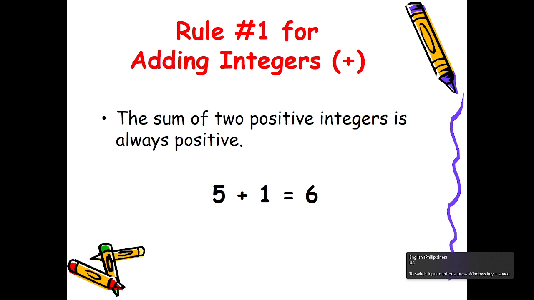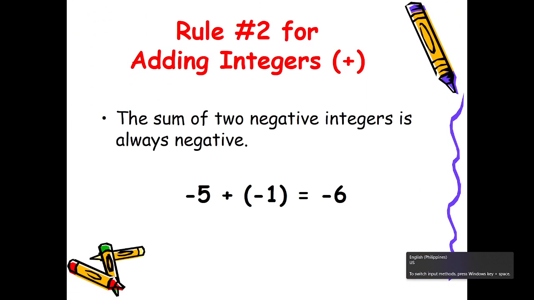Now, if we add two positive integers, our sum should always be positive. Again, if we add two positive integers, the sum must be positive. As an example, I have here +5 plus +1. Both are positive, so we simply add them. 5 plus 1 is 6. Therefore, the final answer is also positive, as the rule implies. So our final answer is +6.